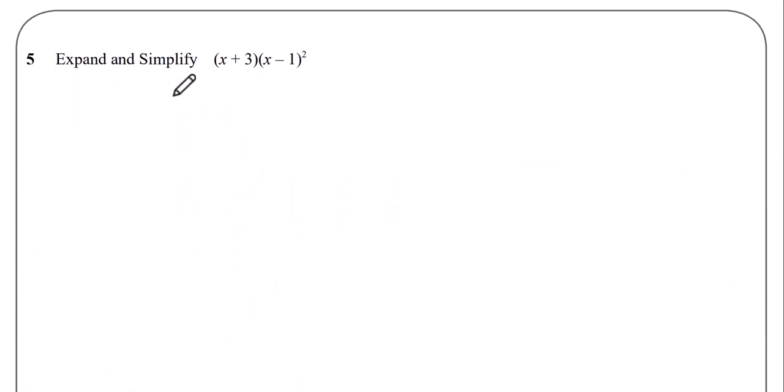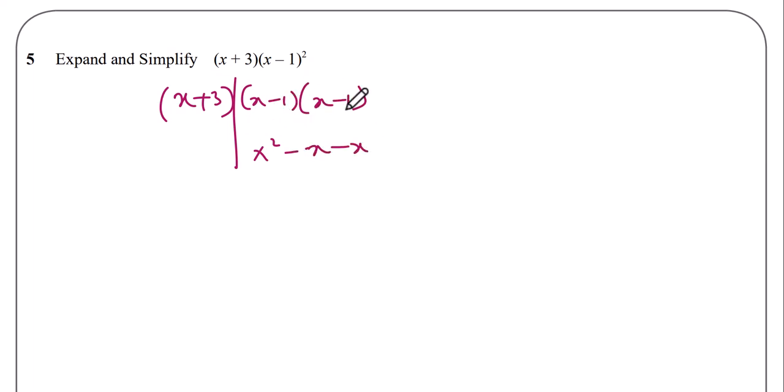Again, this is the same thing as x plus 3 and x minus 1, x minus 1, okay? And I think to do is to expand this one first. So x times x is x squared, x times minus 1 is minus x, minus 1 times x is another minus x, and minus 1 times minus 1 is plus 1. And try simplify that. That's x squared minus 2x plus 1.